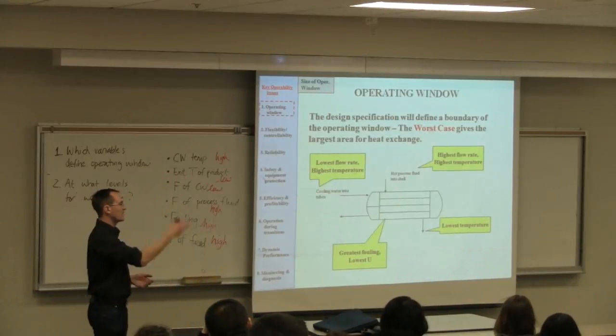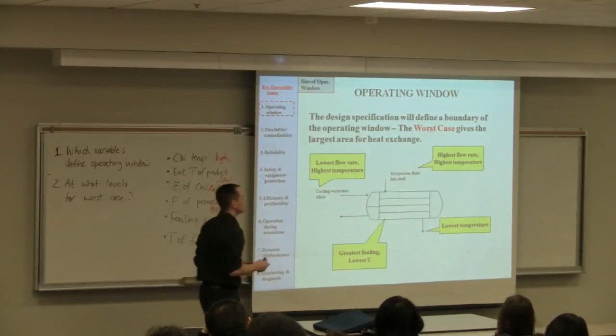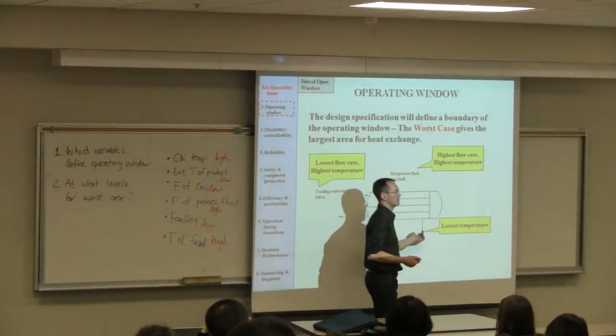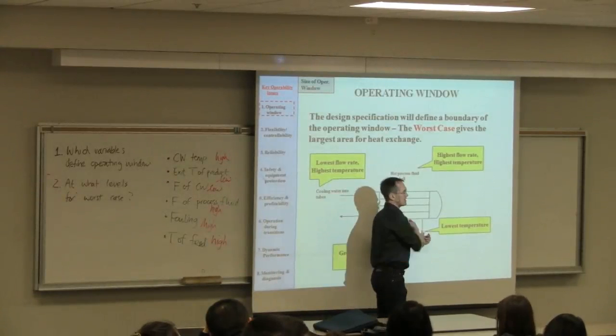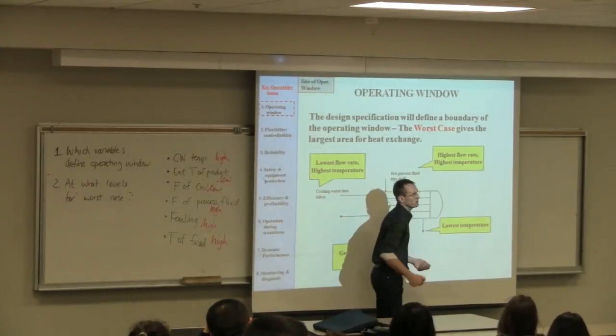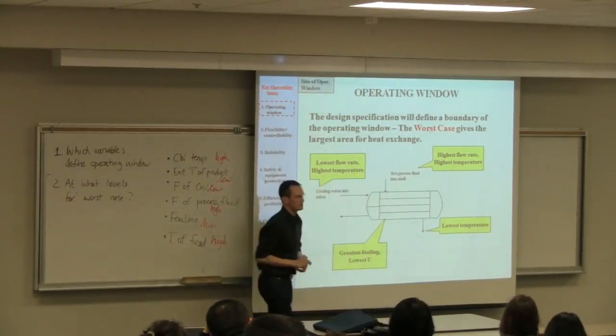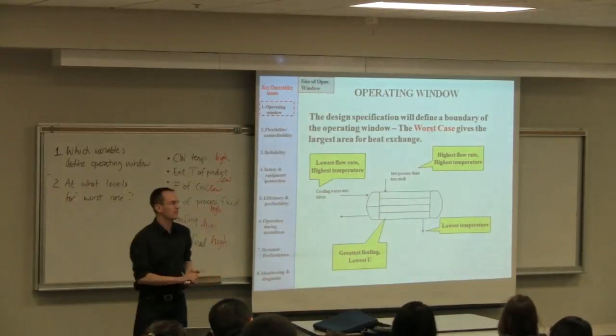Maybe there's a unit coming after this that's calling for the feed to be at minus 10. So we have to be able to design this heat exchanger to achieve that, and that's going to define our design as well. Makes more sense now? A little bit more?